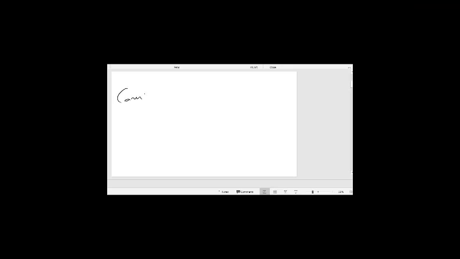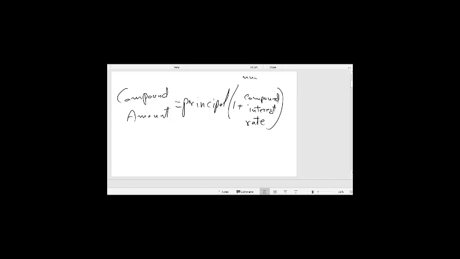Compound amount equals the principal times 1 plus the compound interest rate to the power of the number of interest periods.